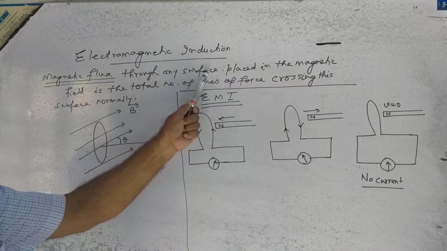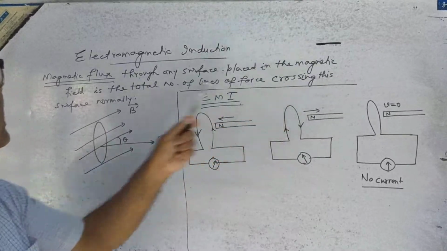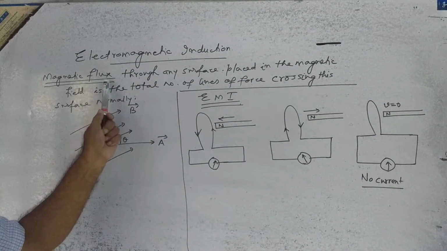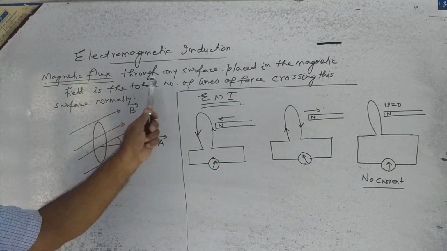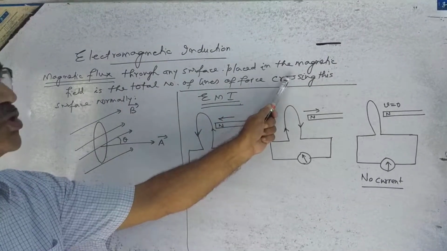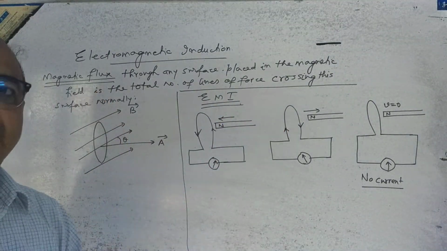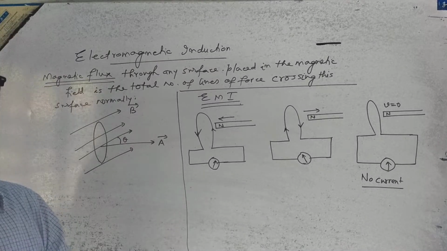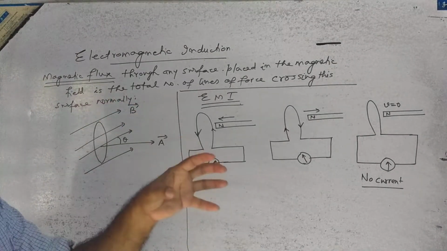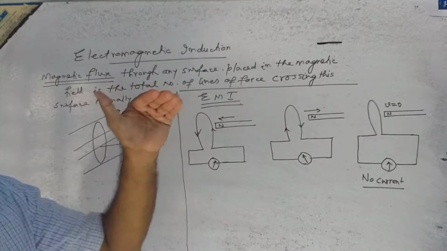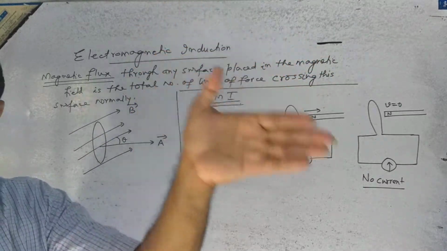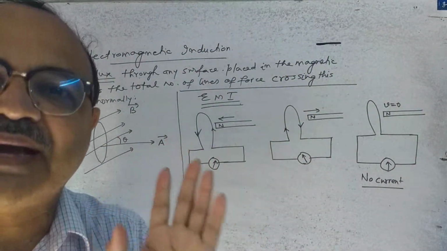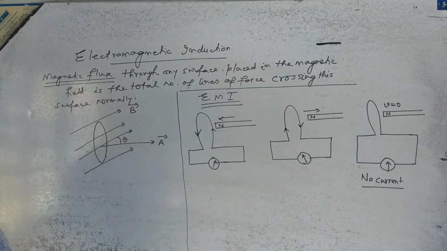Magnetic flux through any surface placed in the magnetic field is the total number of lines of force crossing this surface normally. That means, what is magnetic flux? It is indicating the total number of magnetic lines of force which are crossing normally that surface. Which surface? The surface which is placed in the magnetic field. This is called the magnetic flux.